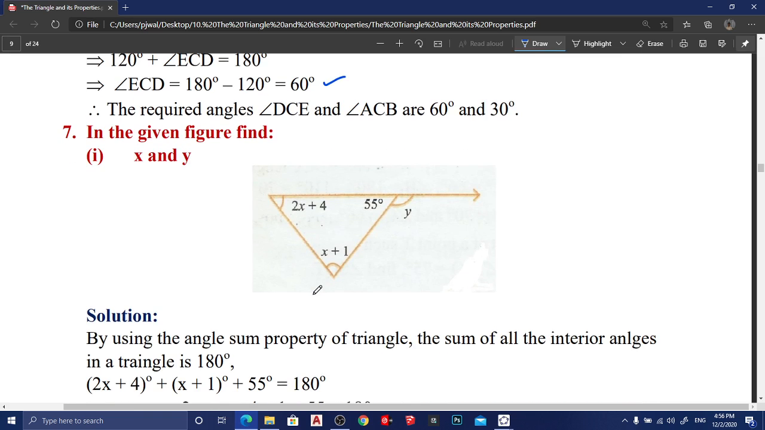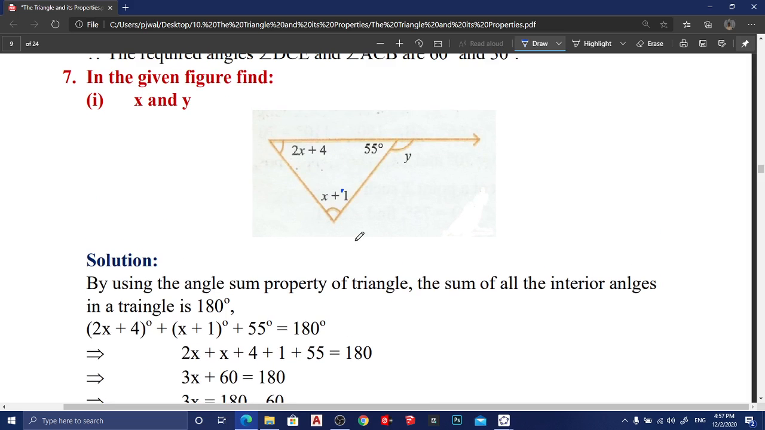Next, 7. This is the last problem in this exercise. In the given figure, find x and y. Here this is an exterior angle, it is clearly shown, and these two are the opposite interior angles to this exterior angle. Now we can apply the exterior angle property here. Otherwise, first of all you find the x value before finding the y value.